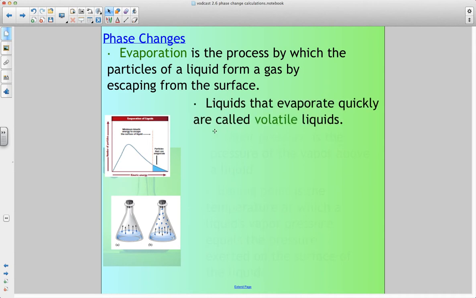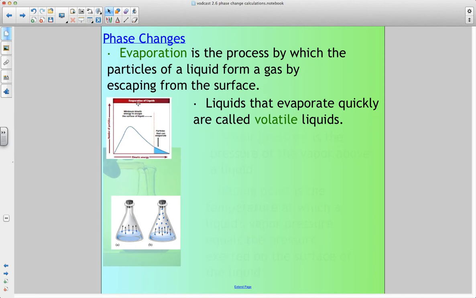Liquids that evaporate quickly are called volatile liquids. That doesn't necessarily mean that they are flammable. Yes, most volatile liquids are flammable, but let's think about the case of alcohol being applied to the skin because you want to get it prepared for a shot or something of that nature. You will notice that the alcohol will rapidly evaporate from the skin. That's considered a volatile liquid.